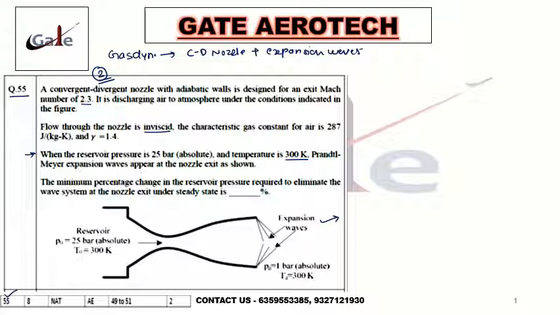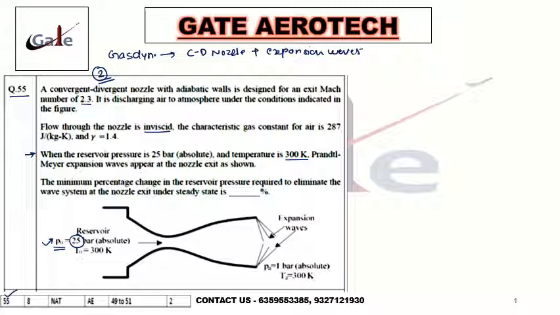The question is: the minimum percentage change in the reservoir pressure required to eliminate the wave system at the nozzle exit under steady state is? Now they have asked what percentage I will change in the stagnation pressure of the reservoir so that I will not get the expansion wave at the exit of the nozzle, right? So this is the question they have asked, and regarding that they have given all the properties of the stagnation and static. Okay, so let's understand first.